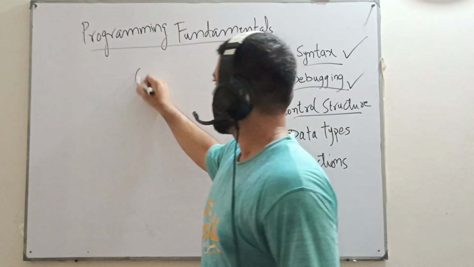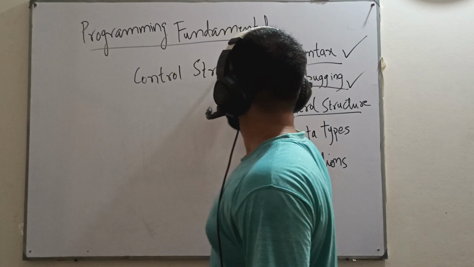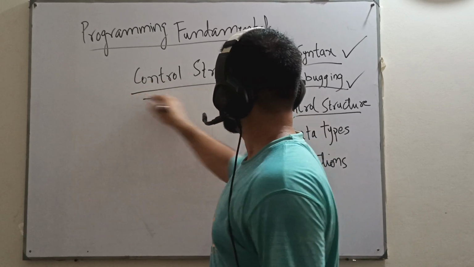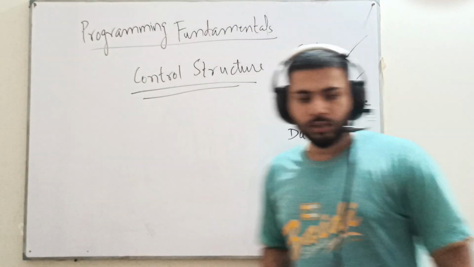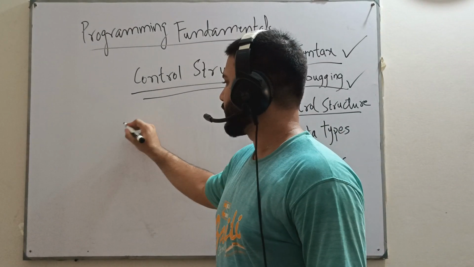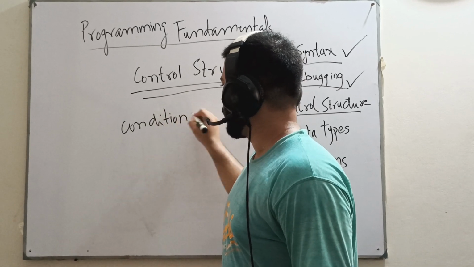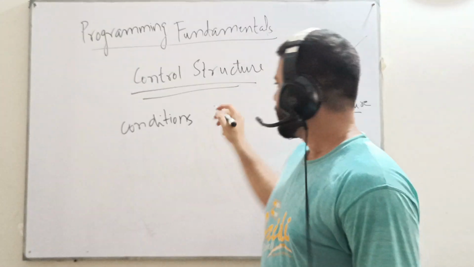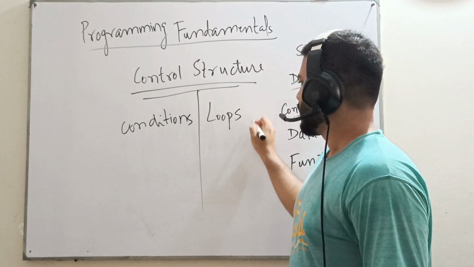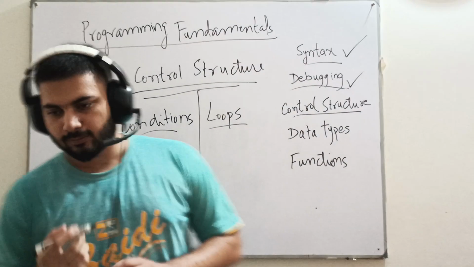So today we're gonna do control structure. So what is included in control structure? There are two main things. First is the conditions on which your code is to be executed. The second thing is loops. First I'm gonna start with conditions.